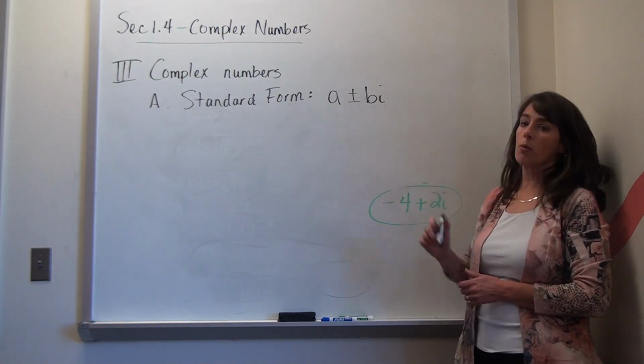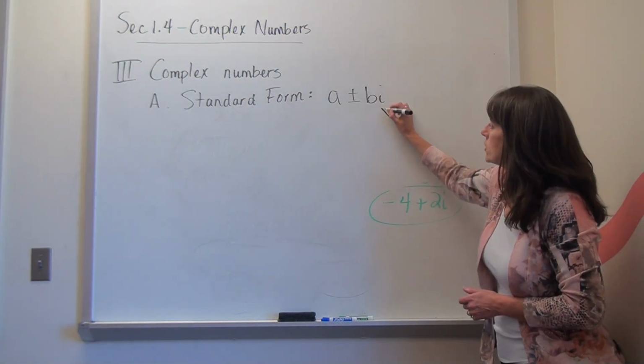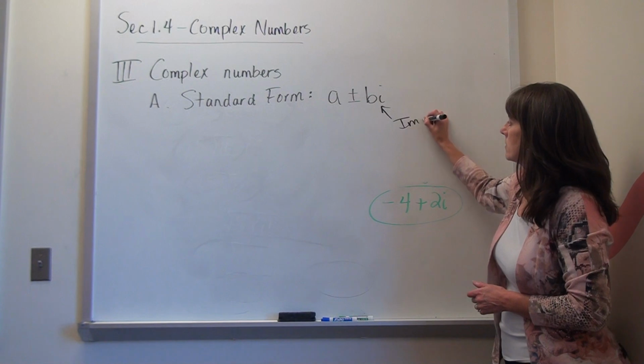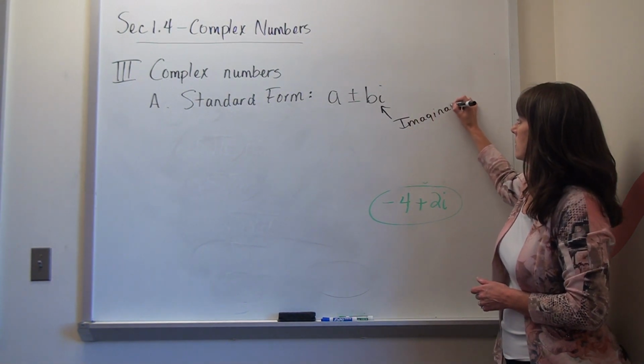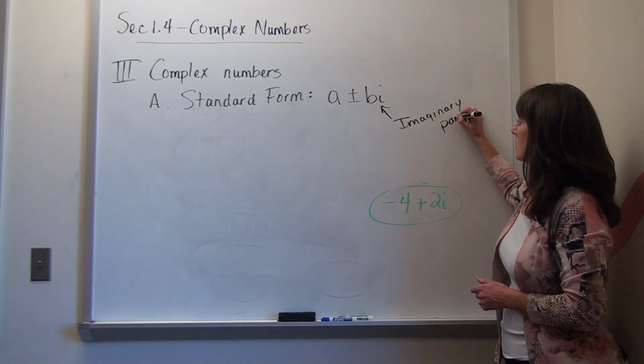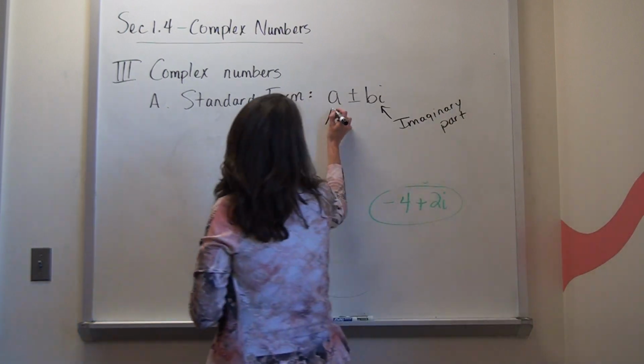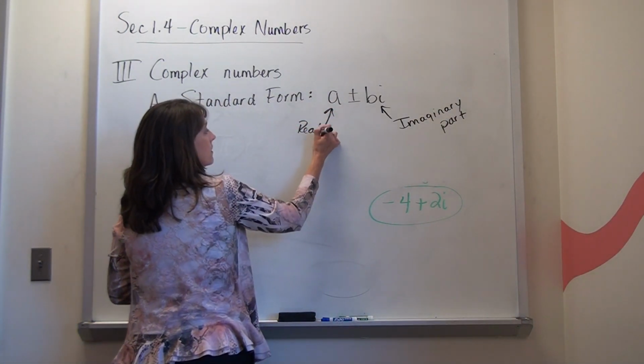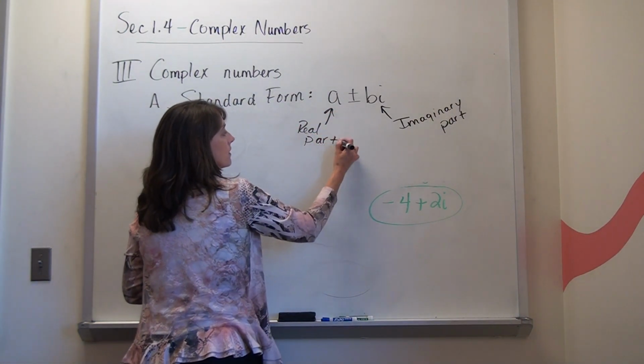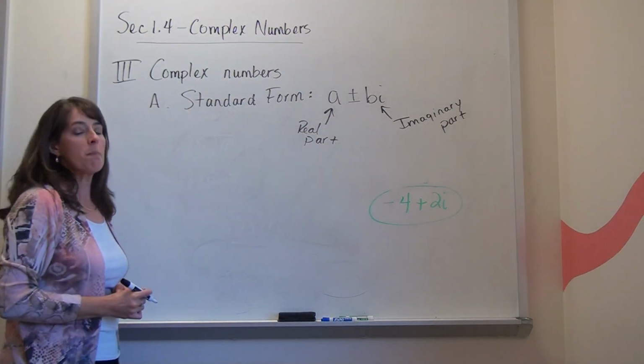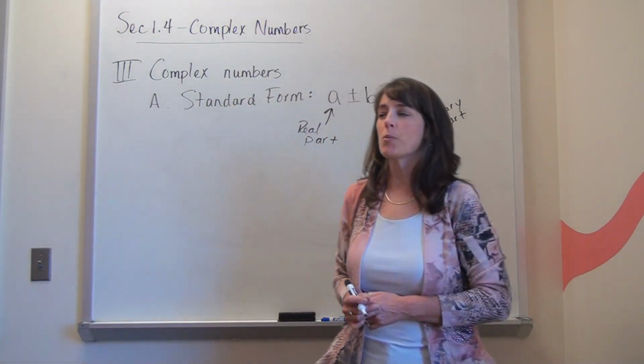Notice this looks very much like what we have up here. So we have our imaginary part back here, and we've got our real part right here. It's what I call a mathematical mullet. Your standard form is a mathematical mullet.